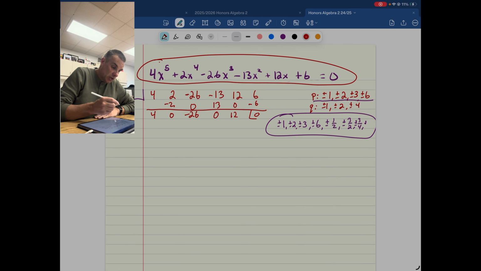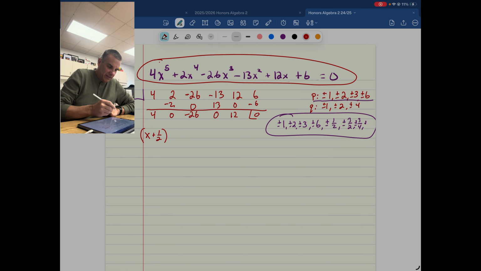Perfect. So I know that negative a half is one of my roots. That makes x plus 1/2 one of my factors. So now we can rewrite this, because that half is in the denominator.